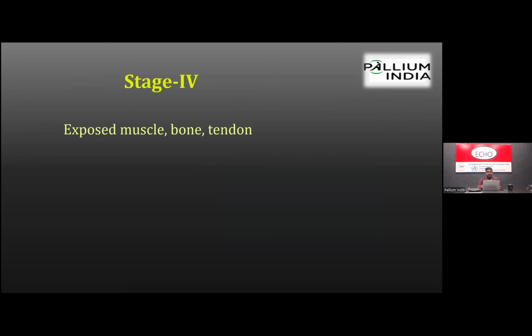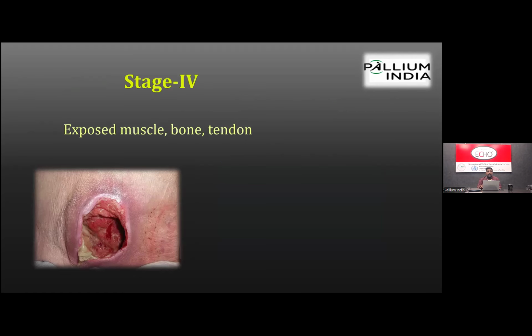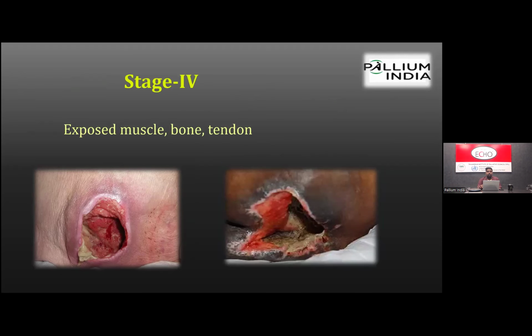This one is stage 4. Complete exposed muscle, bone, tendon, everything. This one is stage 4. So in this stage, from the third stage itself, we can expect slough formation, thick pus collection will be there, highly infectious signs, everything will be there. Along with that, foul smell also will be there in this stage.